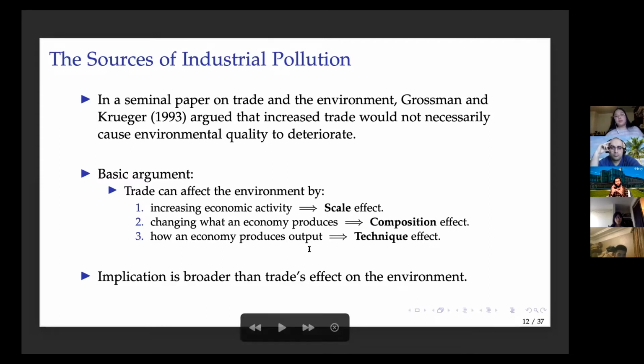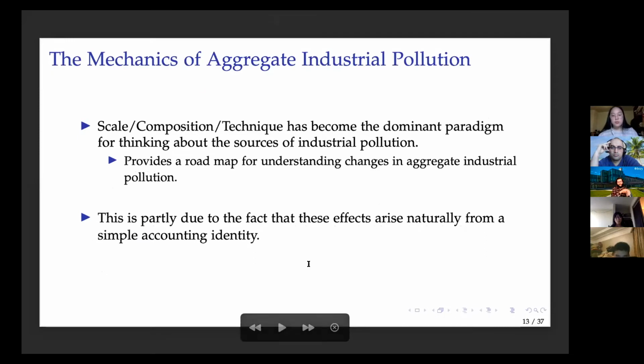So this was really framed at understanding trade. But as it turns out, the implications of this are actually much broader than trade's effect on the environment. We can really use this scale, composition, and technique effect framing to think about the sources of industrial pollution regardless of the cause. And this is really becoming the dominant paradigm to think about how industrial pollution in aggregate has changed over time. The idea is this really provides a roadmap for understanding changes in aggregate industrial pollution.